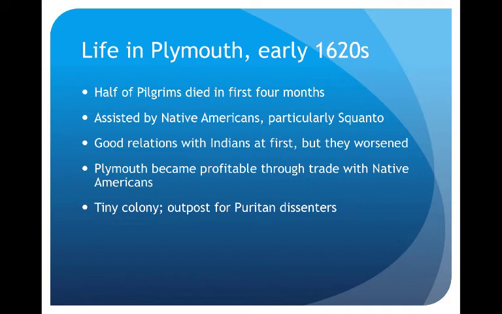At the end of the day, Plymouth in the 1620s was a really tiny colony, an obscure corner of the world, which served as an outpost for Puritan dissenters.